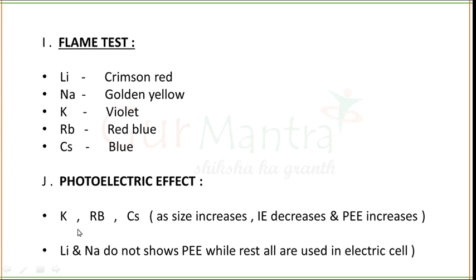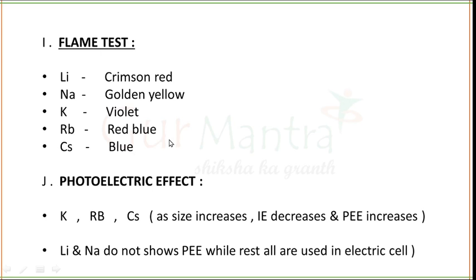Next is the flame test. Alkali metals and their salts give characteristic color to the Bunsen flame. The flame energy causes an excitation of the outermost electron, which on dropping back to the ground state emits energy as visible light. For example, lithium gives crimson red color, sodium gives golden yellow color, potassium gives violet color, rubidium gives red-blue color, and cesium gives blue color.